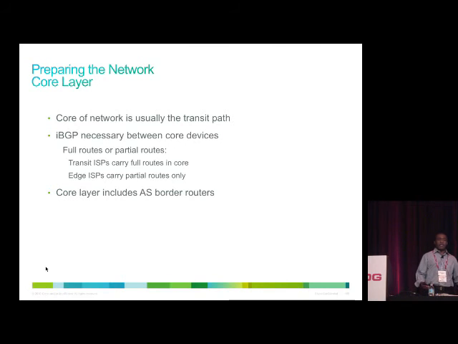In the core layer, obviously, BGP is important because you're going to be a transit point. That core is a transit point from one service provider to another. So it's important to run BGP. You must run BGP there. It's also where you have your border routers, the edge border routers. So you will need to run, obviously, BGP there.